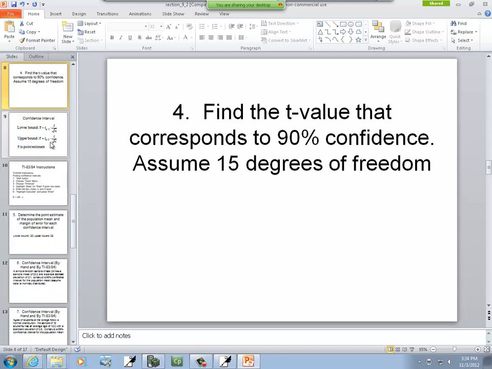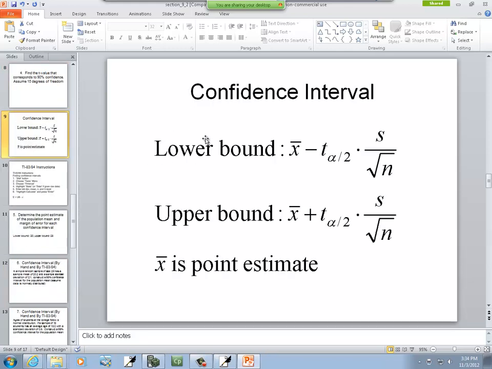Okay, let's take a look at confidence intervals. So for our confidence interval, our lower bound is x bar, which is the sample mean, minus our critical value. Now this is the one on the right side, times s, which is our sample standard deviation, divided by the square root of n. N is our sample size. Then the upper bound is x bar plus t alpha divided by 2 times s divided by square root of n. And x bar is our point estimate. So that's our best guess. That's the middle of our interval.